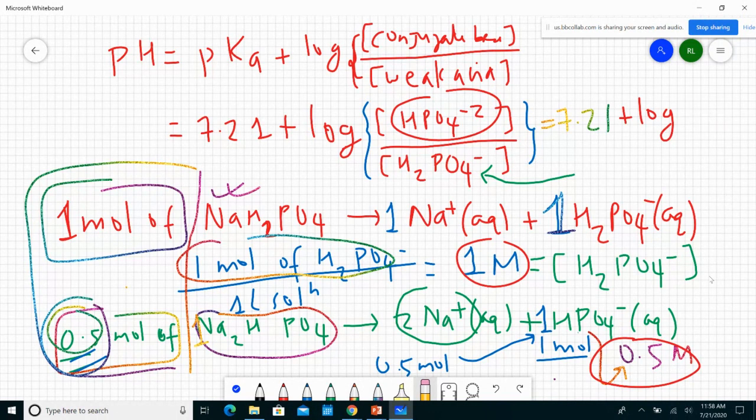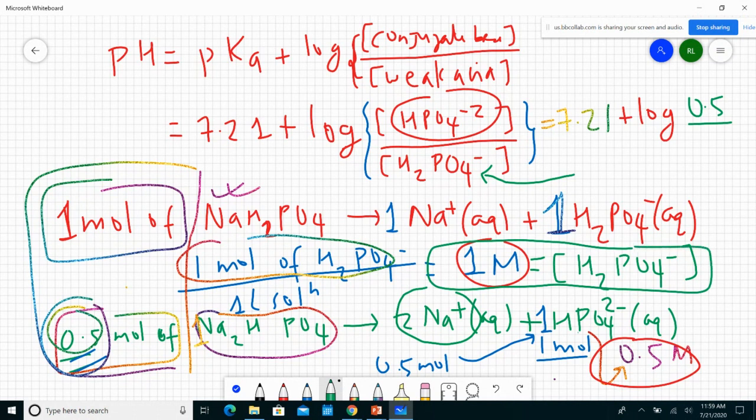So what's the concentration for these? The concentration of HPO4 2- is 0.5 molar, divided by the concentration of H2PO4- which is 1 molar. This is where I made the mistake, because this is 2-. I did the math, and I'm going to end up with 6.91 as the pH of the buffer solution in this first question.